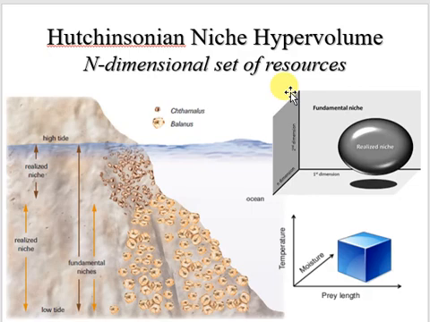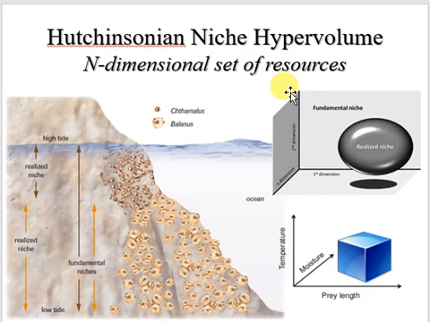Hutchinson described the niche as this n-dimensional hypervolume, or this n-dimensional set of resources or environments that a species requires in order to persist. And in that definition, n equates to the number of environmental factors that are needed for the survival and reproduction of that species. Now, when we talk about a niche, there's actually two niches to consider.